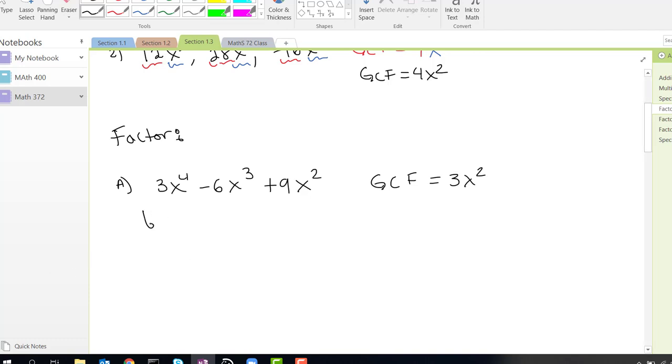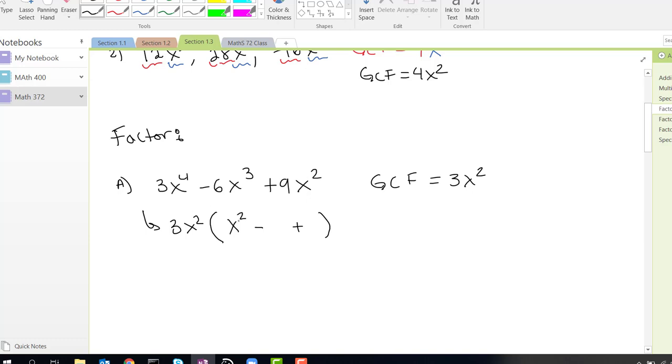So now when we factor, we take out the GCF. So I'm going to have 3x squared on the side in parentheses. Notice that I have a trinomial in here, so I should still have a trinomial inside the parentheses. And so when I take out the 3x squared, what do I multiply 3x squared by to get 3x to the 4th? So that's going to be x squared.